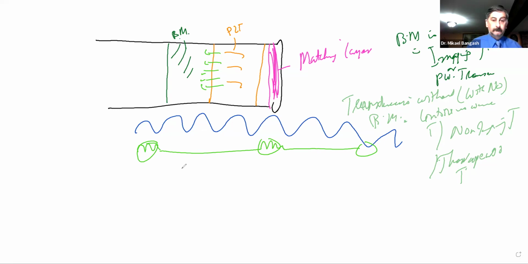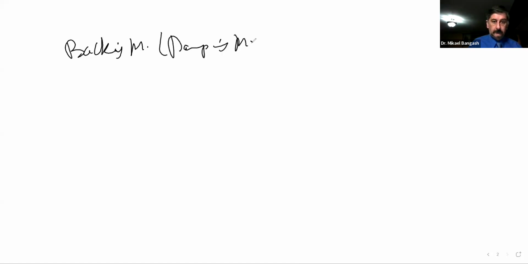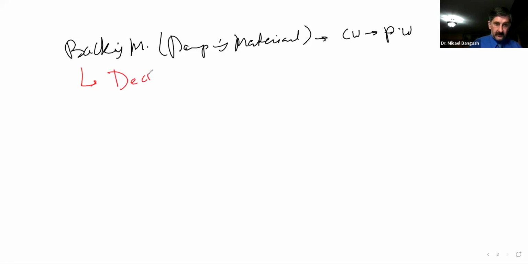Now, if it has backing material, guys, your book says there are additional consequences related to the use of backing material, which is also called damping material. One thing it does is convert continuous waves into pulse waves. Another thing, three other consequences as they call them, are going to be decreased sensitivity.